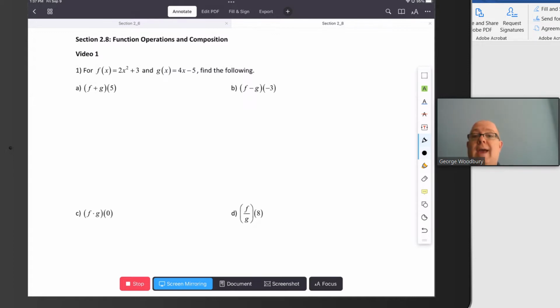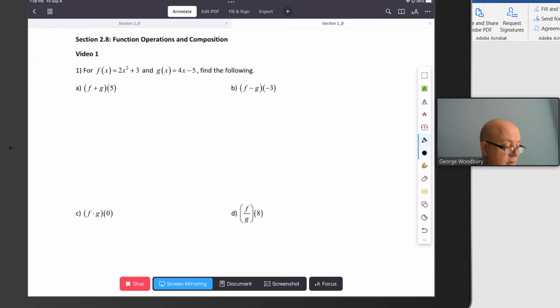Now, just like you can add, subtract, multiply, or divide numbers, you can do the same thing with functions, and so that's what we're going to do here. In this first example, we're not just going to do those operations, but we're going to evaluate as well. And there are two ways that we could do this. For instance, the first one says find f plus g of 5.